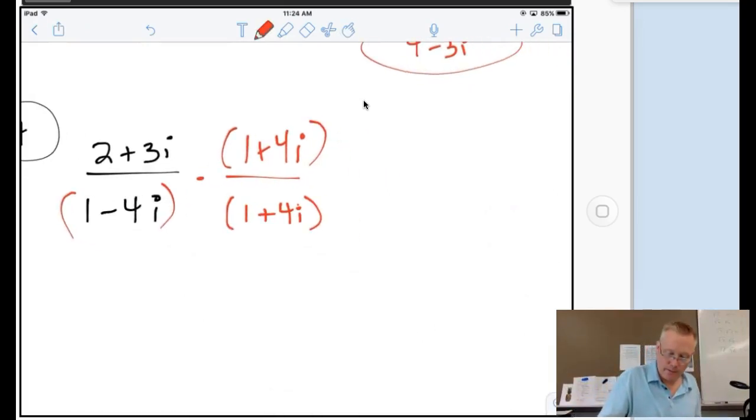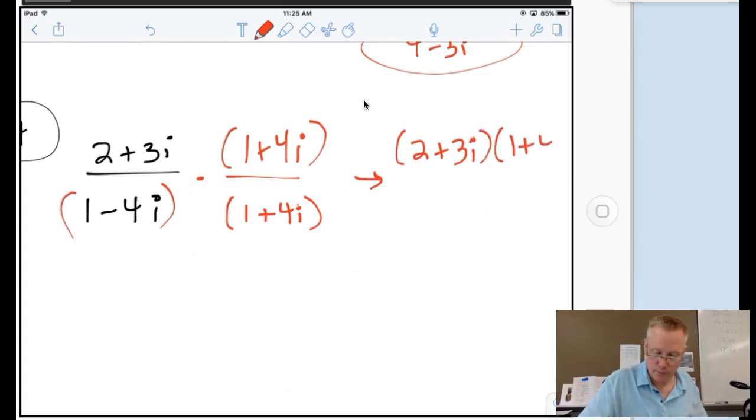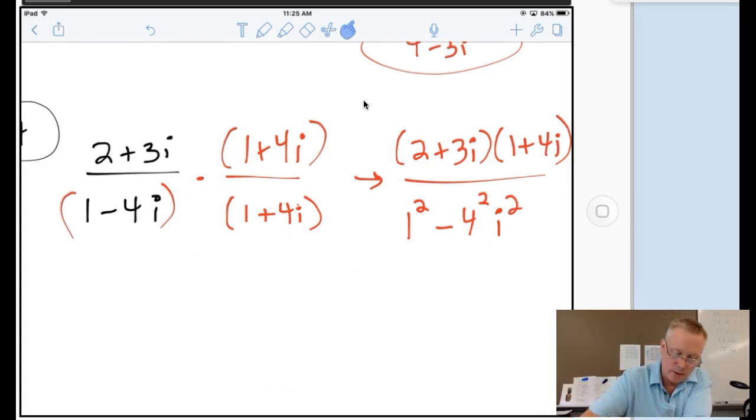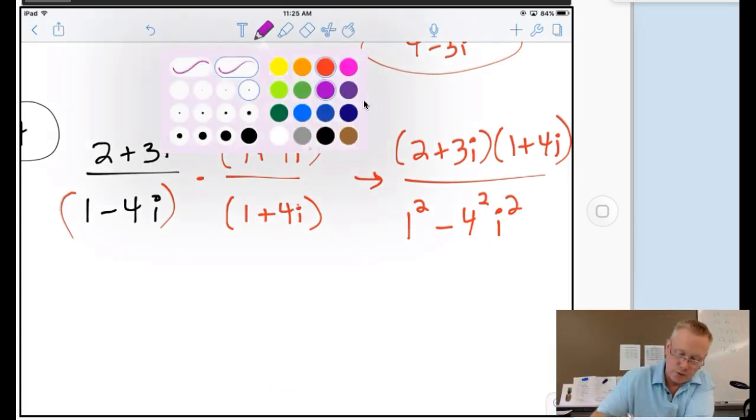When I do that, I'm going to have two sets of parentheses, 2 plus 3i times 1 plus 4i, over, now when I do difference of two squares, you square the front number, 1 squared, keep the subtraction sign, and then square the back number, which would be 4 squared and i squared. All right, so I'll start there and we'll start simplifying this. There's more to do here.